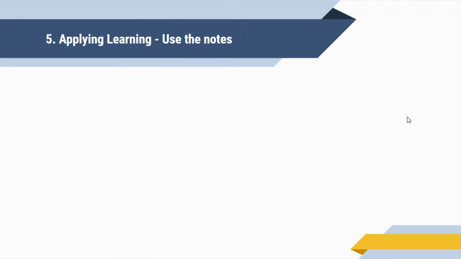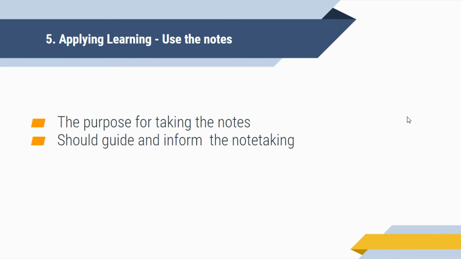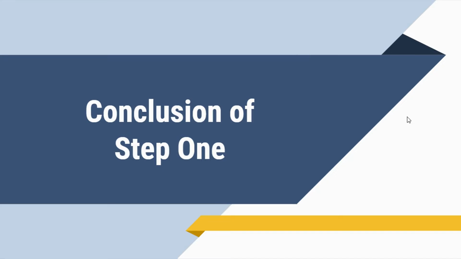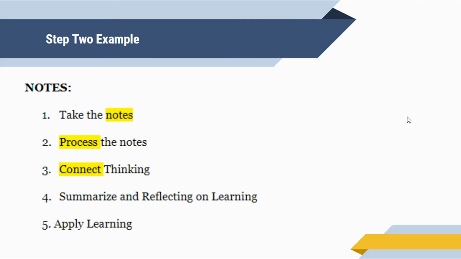Which brings us back to where I started us, which is applying the learning, using the notes, which should have been the purpose for taking the notes, should have guided and informed the note-taking, and should have been at the processing or apply level of cosmos. So that brings us to a close on you being the student practicing step 1 of the focused note-taking process. And now we're ready to move on to step 2, where you process the notes.